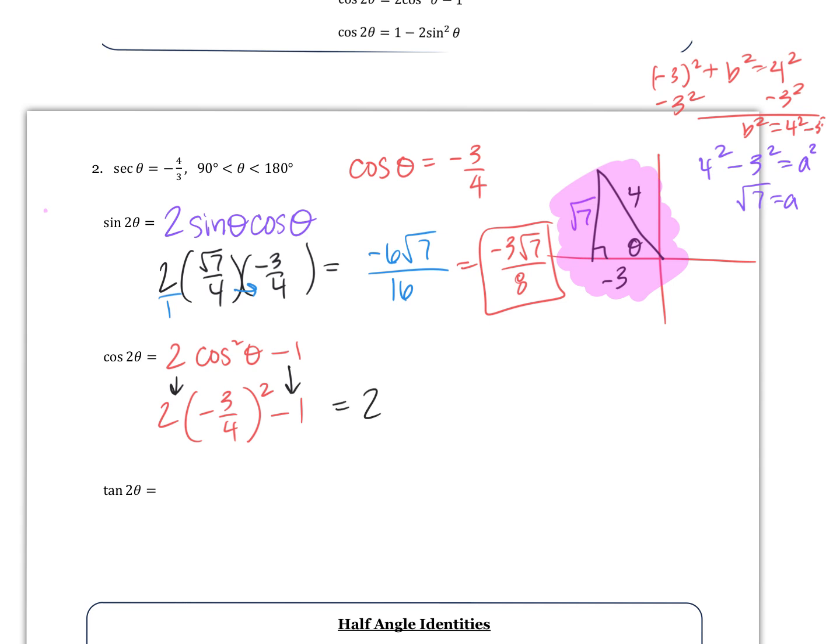We got 2 times, what would negative 3/4 squared be? 3 squared? 4 squared? So we got 9/16. Negative times a negative is a positive. Yes, could you type this in your calculator? Sure. But let's just practice it. 2 times 9 is 18/16 minus 1. 18/16 minus 16/16. 2/16 is the same as 1/8. Good job.